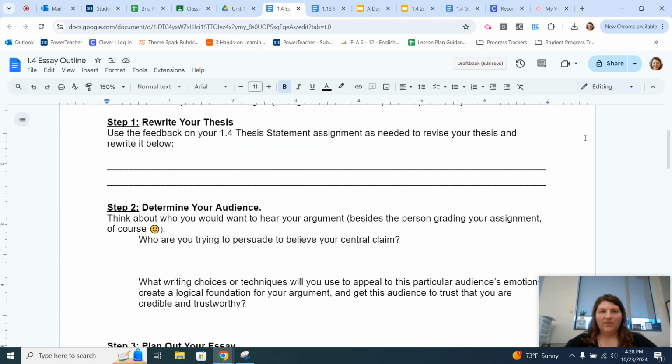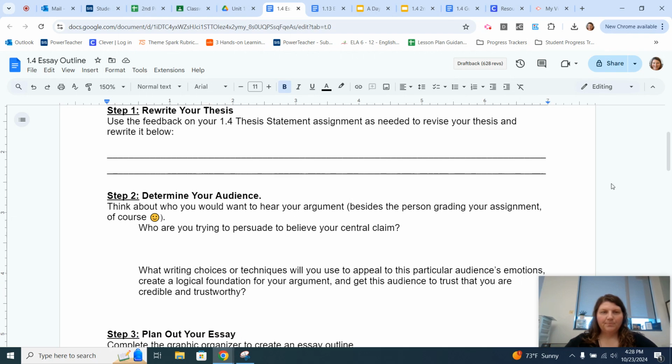So take a look at the feedback that I gave you on your 1.4 thesis statement assignment and revise as needed. Make sure that that whole sentence makes sense grammatically, and then you're just going to rewrite it there on those 2 lines. That way you have it on this paper.